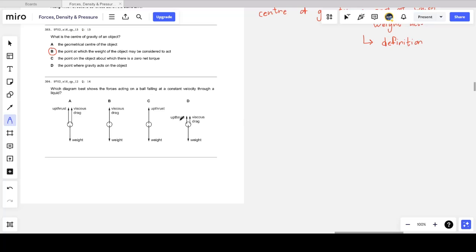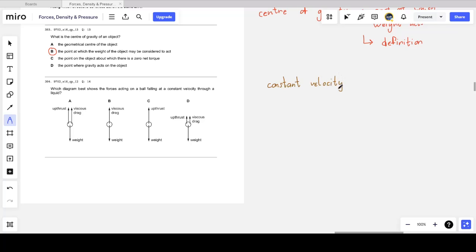The next question is 384. It's from the winter 2016 exam. It's question paper 1, variant 2, and it's question 14 from that paper. We are shown 4 diagrams, and we want to know which of the diagrams best show the forces acting on a ball that is falling at constant velocity through a liquid. So again, what do we remember from constant velocity? It means all the forces are balanced.